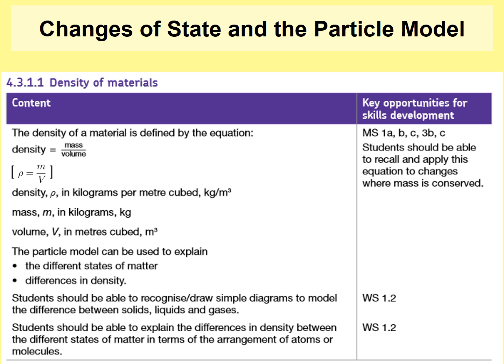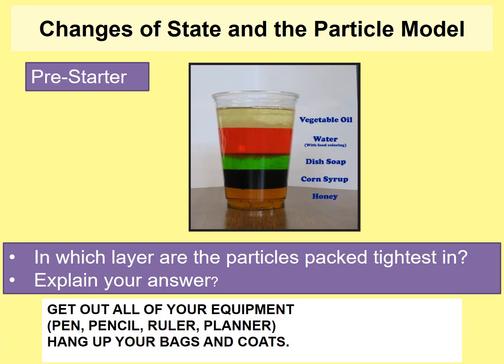This lesson is part of what we call P3 from the specification, and it's all about changes of state and the particle model. So we're going to look at this from the specification, which is density. You need to know the equations for density. You need to know the units and the letters which are associated with that equation, and then we need to talk about diagrams between solids, liquids and gases, which is something that you might have done either in primary school or definitely in year 7 or year 8.